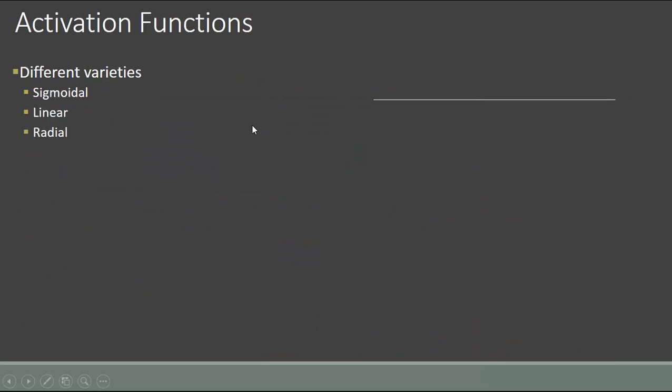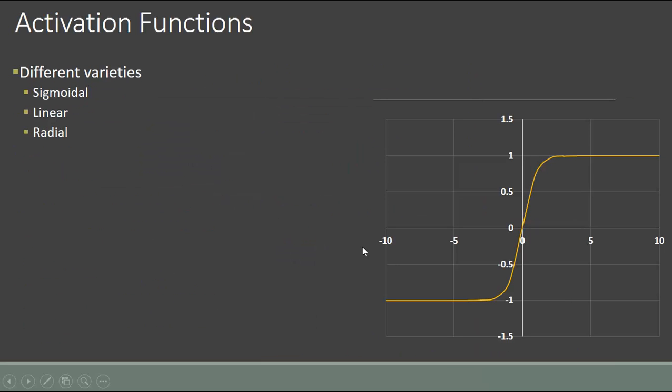There are different varieties, and these are a few of them. You can have sigmoidal functions. You can have a linear activation function, but typically you'll want to have it be saturated on each end, which in turn makes it nonlinear. You can have radial basis functions. The most commonly used, I would say, is sigmoidal, which looks like this.